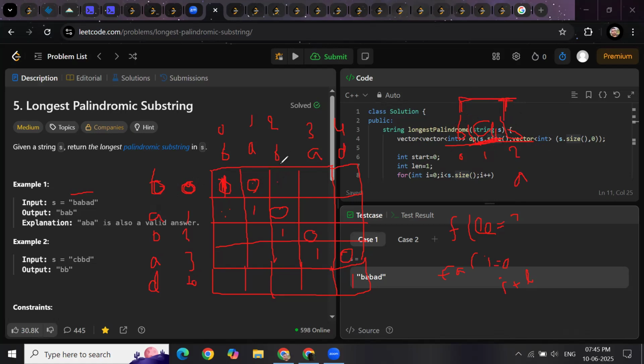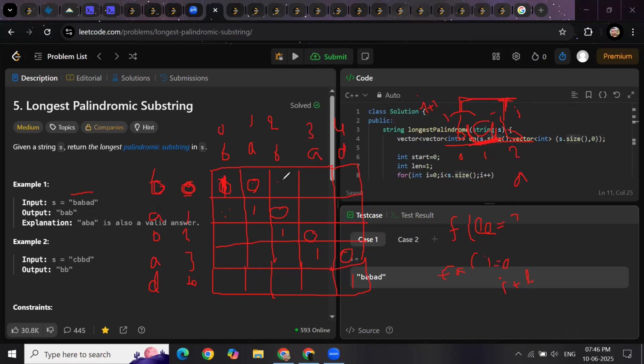So if I'm considering a string that is starting with 0, and of 3 length, 3 length means this cell. So I can see that B and B are equal. Okay. After that, I will check whether the middle of this substring is a palindrome or not. How can we check? If I am at this index and I want to go to this, I can simply do I plus 1. And if I am at this index, then I can do I minus 1, and I can get this substring.